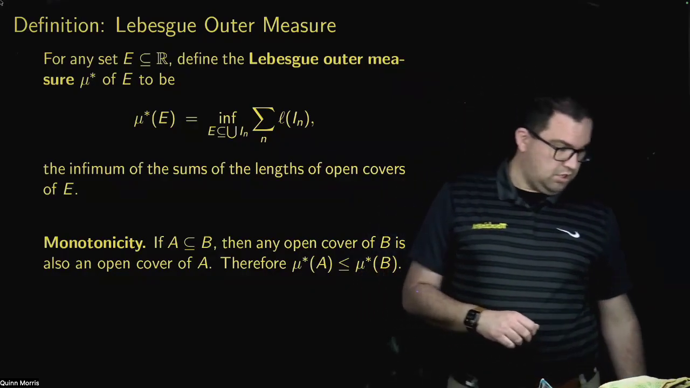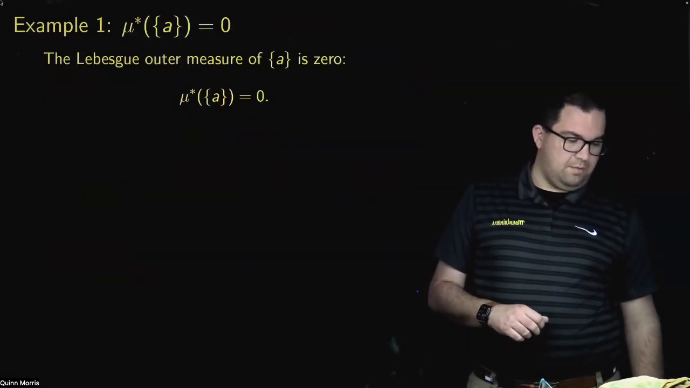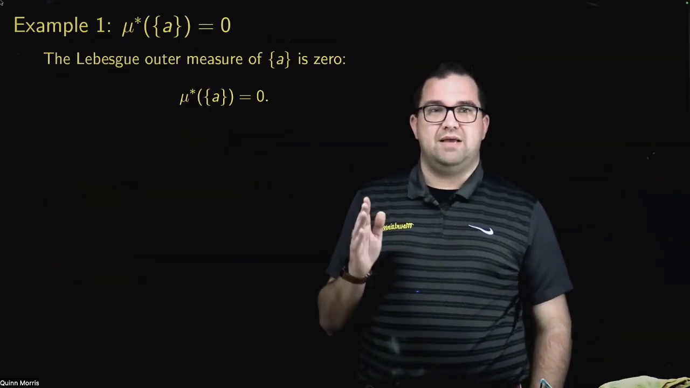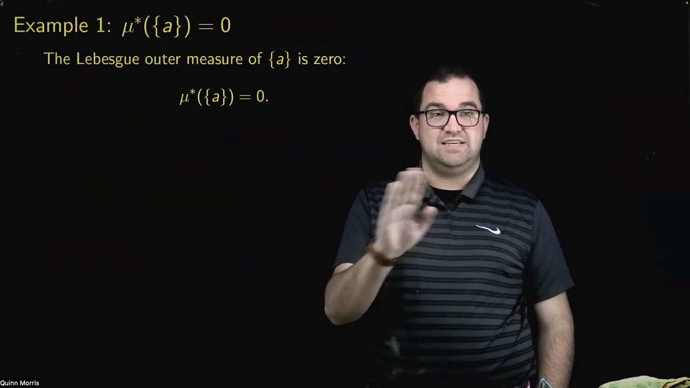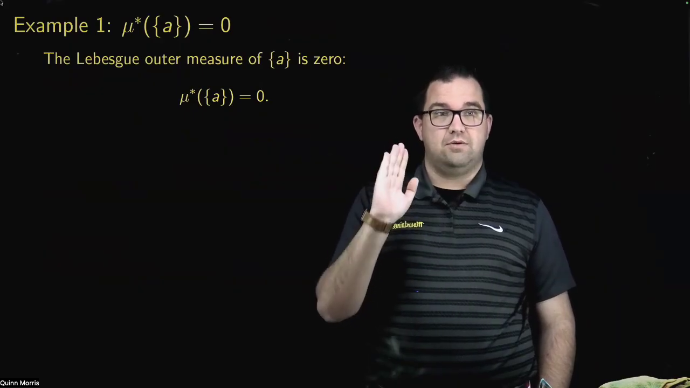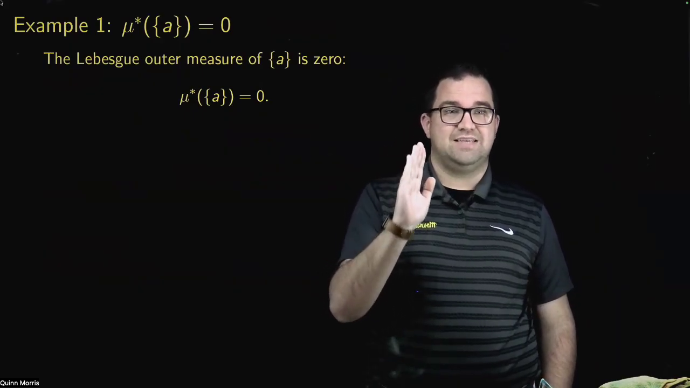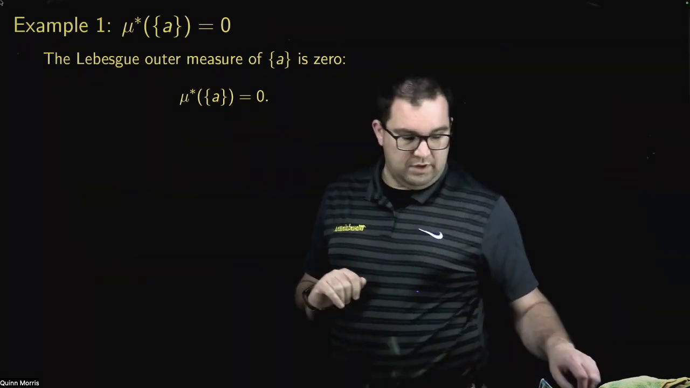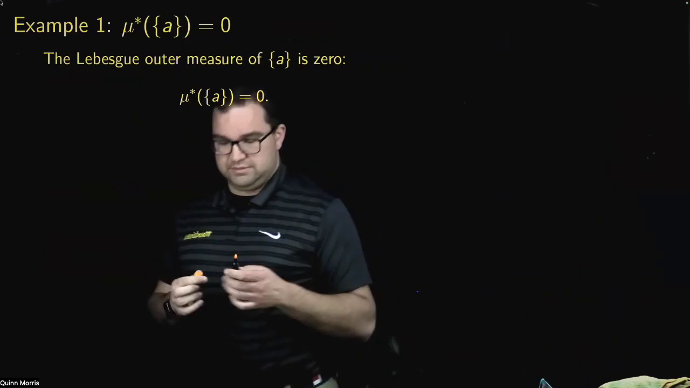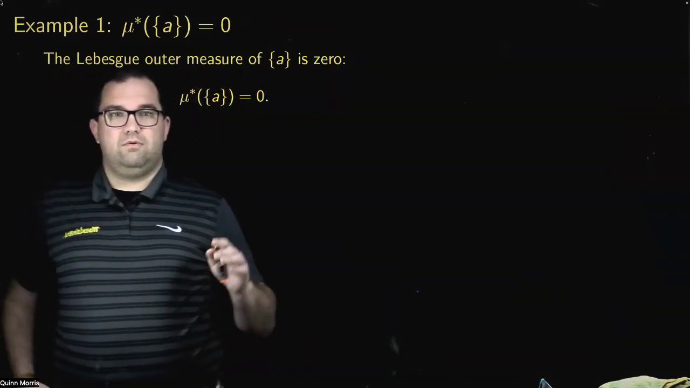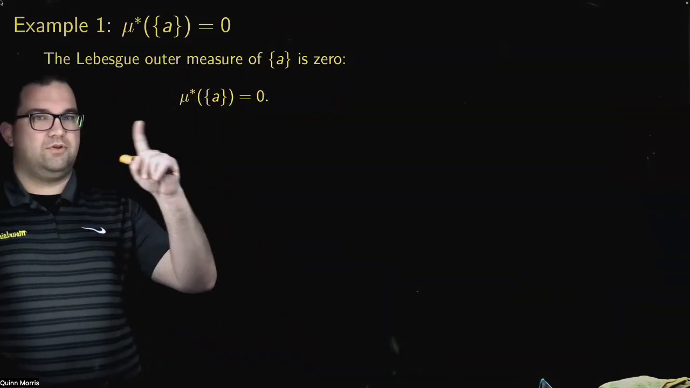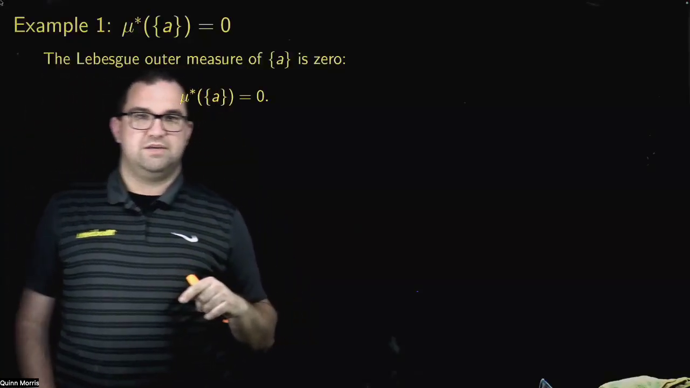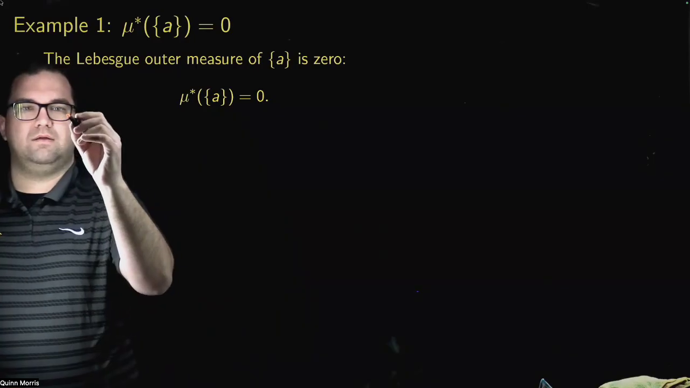All right. So let's look at a couple of examples here. The first thing I want to show is that the outer measure of a set that just contains a single point is 0. Okay, so how do we do this? Well, here, what I'm going to do is first create some open cover of this single point.